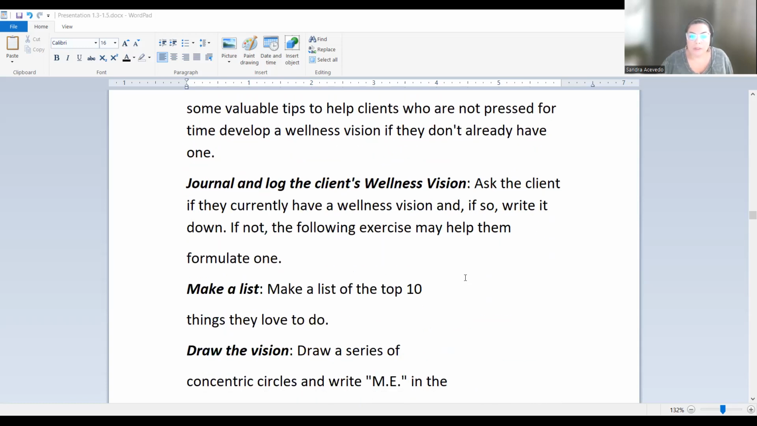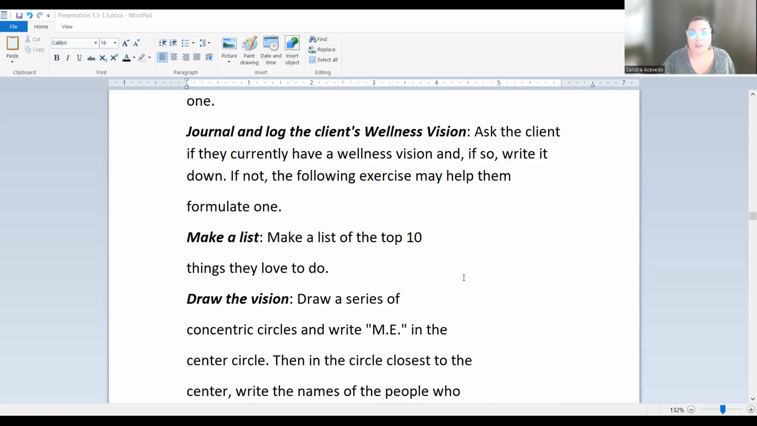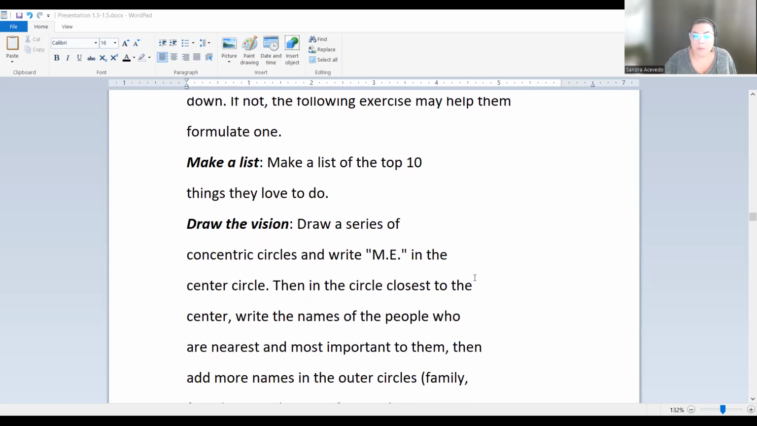These are some ways that you can go about that. Journal and log the client's wellness vision. Ask the client if they currently have a wellness vision, and if so, write it down. If not, the following exercise may help them formulate one. Make a list of the top 10 things they love to do.